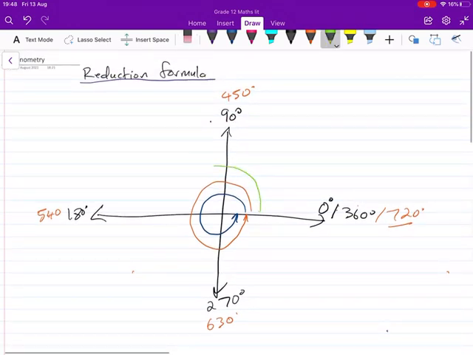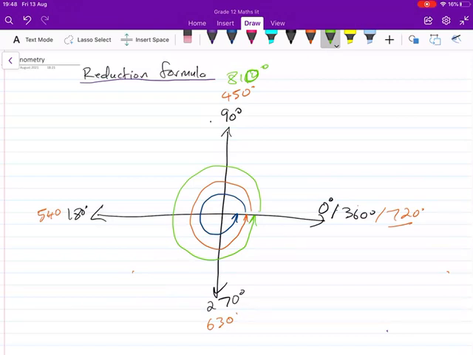If you want to get your third, you do the same thing. You just say, okay, what is 720 plus 90? 720 plus 90, it is 810.